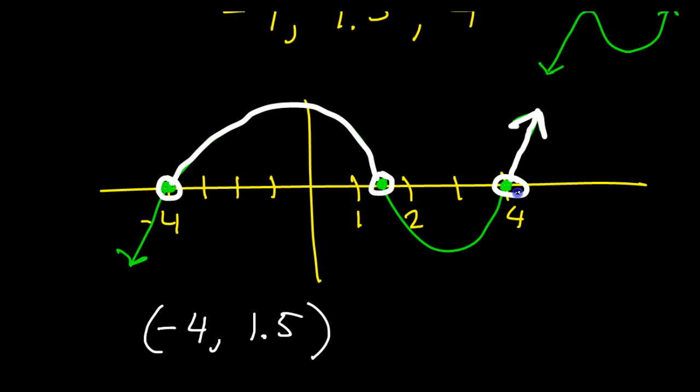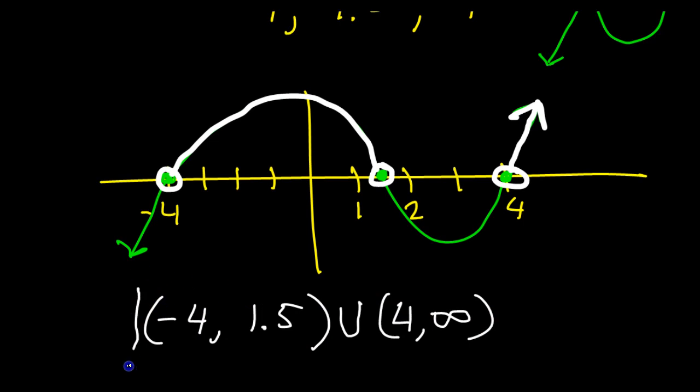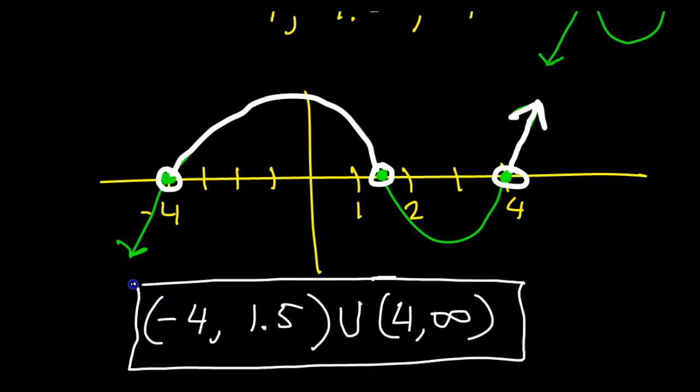And then this other solution area, this other part of the graph that's above 0, above the x-axis, starts at 4 and then goes to the right forever. So I'm talking about 4 to positive infinity, again with the round parentheses. And in between here I just put a union symbol to show that I want all of this connected. So that is going to be my final answer. So you really have to make this graph in order to answer the question.